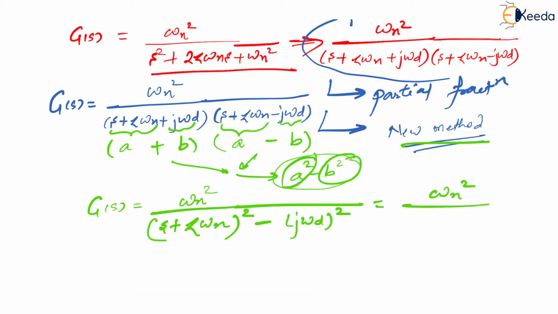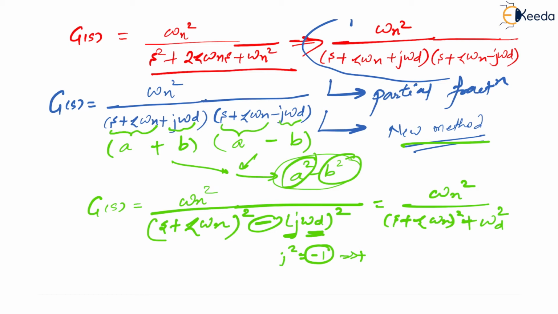Now which is equal to what, sir? Which is equal to omega n squared upon, what happens? S plus zeta omega n the whole squared minus, what do we have? J squared into omega d squared. If you just separate the squares, you get j squared into omega d squared, and we know that j squared is equal to what? J squared is equal to -1, so this -1 will get multiplied with this minus, so you will definitely get a plus sign. So this is going to be plus omega d squared.